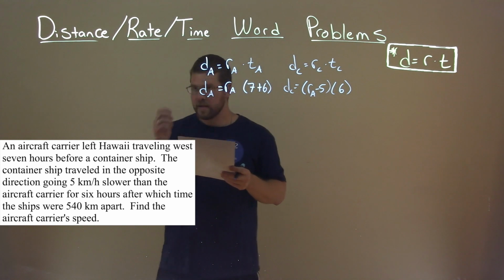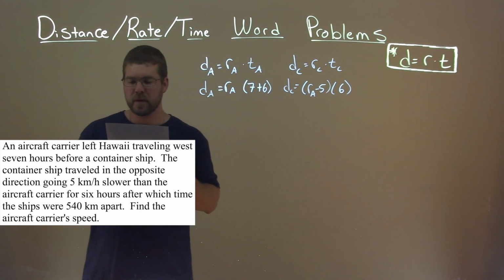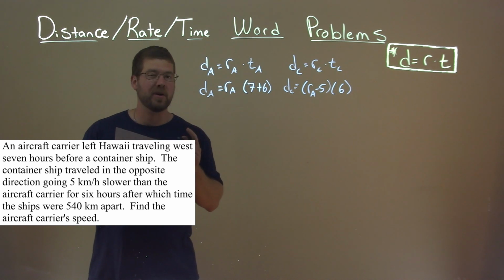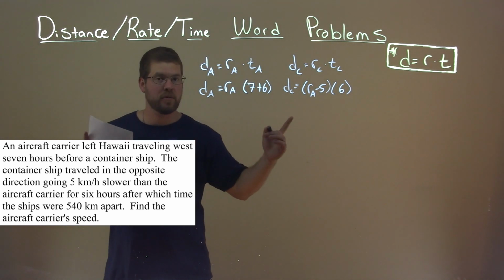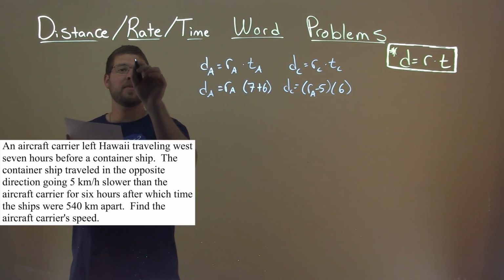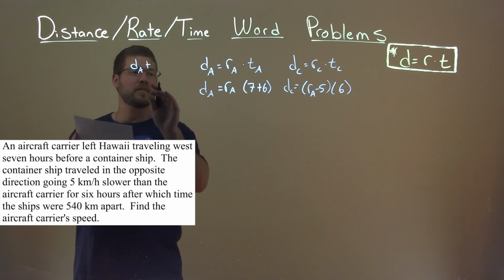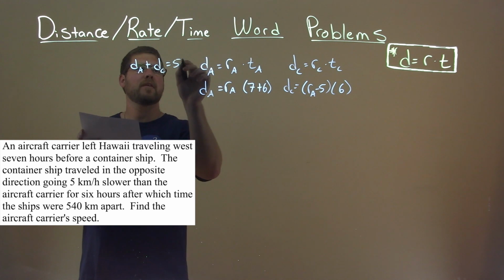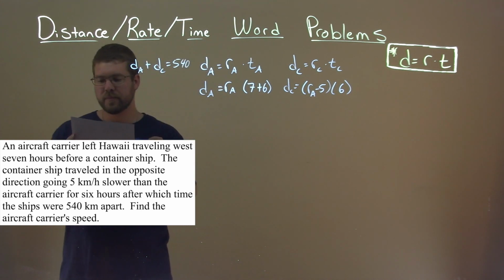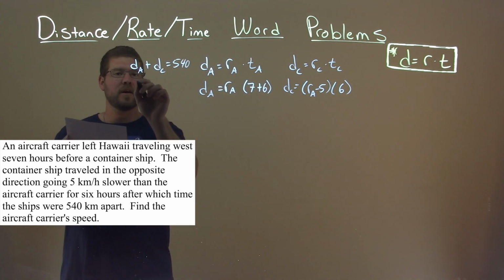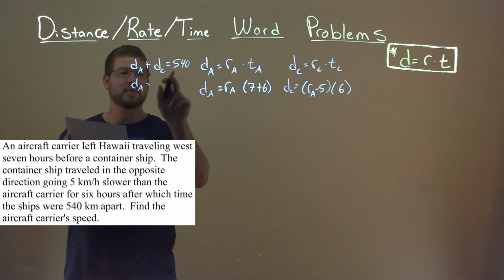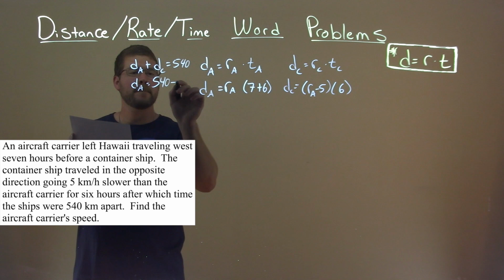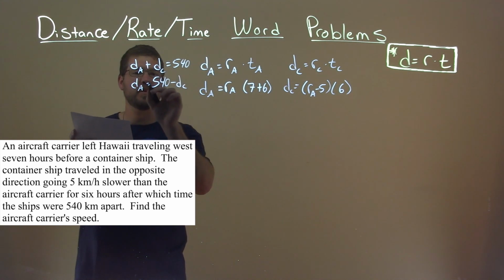Now there's one more thing they tell us here. They said after all of this, the ships were 540 kilometers apart. Now remember, they're going in opposite directions. So that means if we add their distances, the distance of the aircraft carrier plus the distance of the container ship is equal to 540. If we get d sub a by itself, we subtract d sub c from both sides. d sub a is 540 minus d sub c.